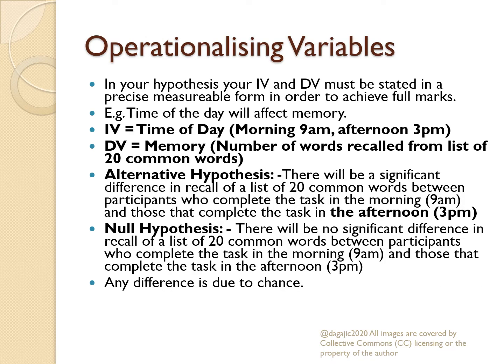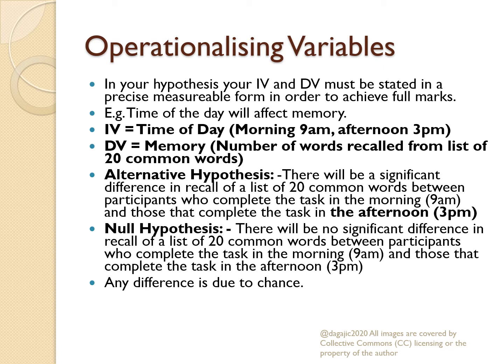One of the key things is operationalizing your variables. Operationalizing just means being very clear exactly what your IV and DV are and making sure that they are stated in a measurable form. If we look at an example here, if we had a very vague aim of time of day will affect memory, the IV is time of day, but we'd need to operationalise it. What do we mean by time of day? We'd need to think about our two conditions of our independent variable. It might be morning, 9 o'clock, afternoon, 3 p.m.